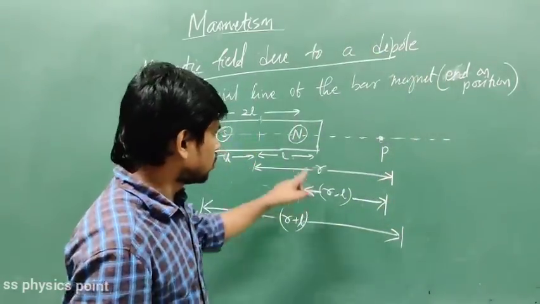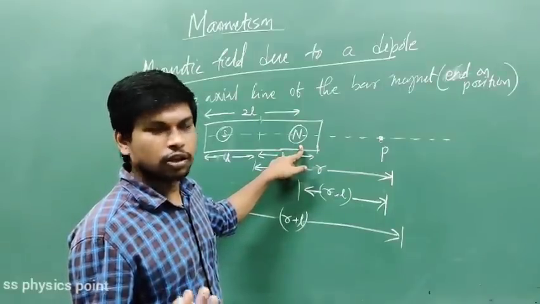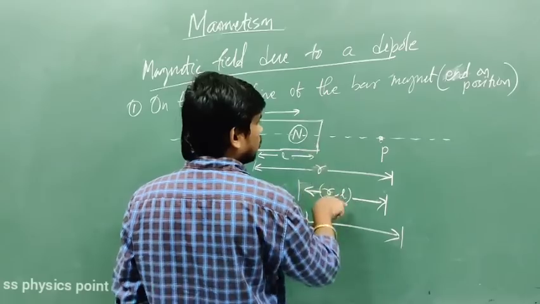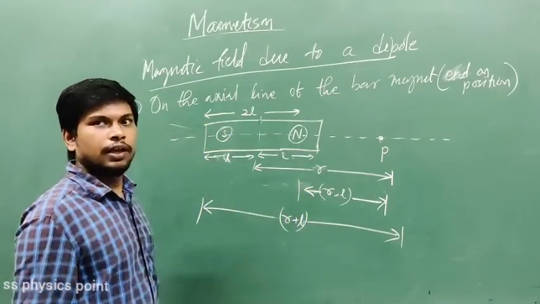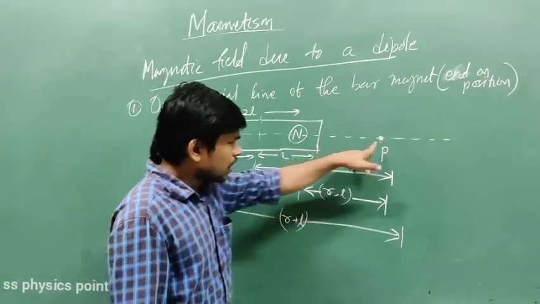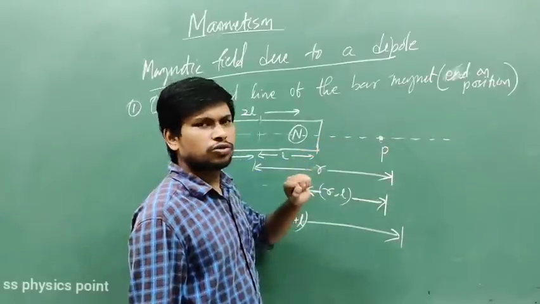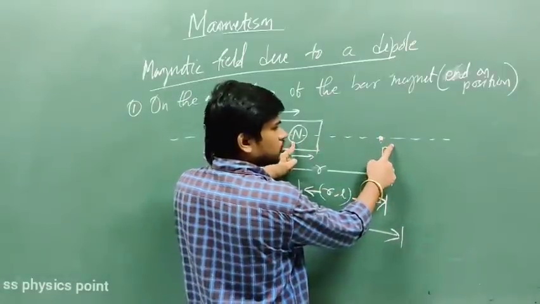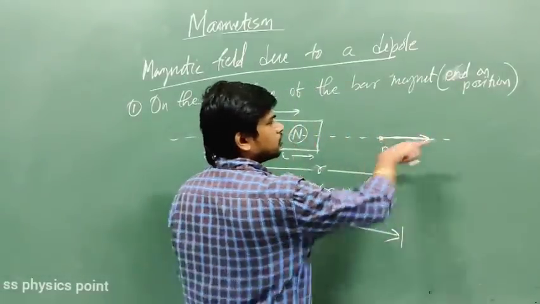So for the north pole the lines of force are always outward. Remember, for the south pole the lines of force are always inward. So at point P, if we keep a unit north pole, what will be the direction of force? The direction of force will be outward.